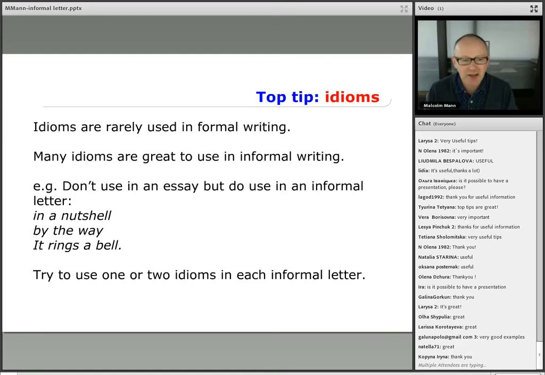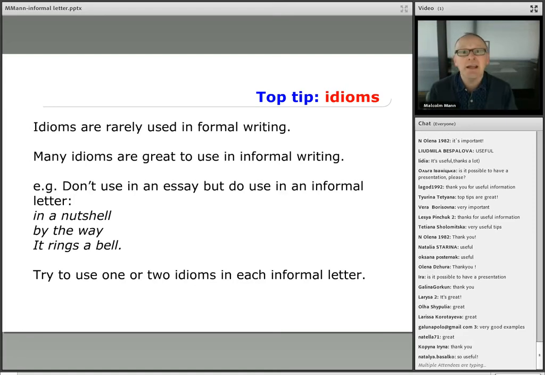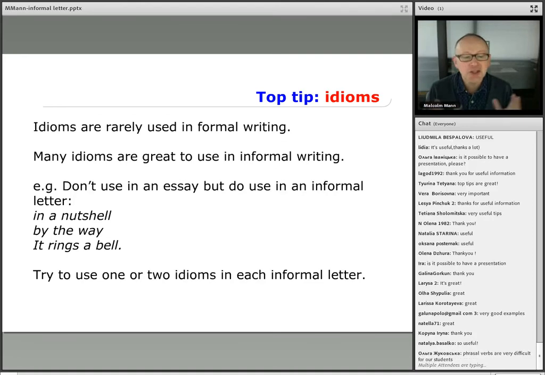So in a nutshell, by the way, it rings a bell, fantastic to use in an informal letter. And we should encourage our students to use 1 or 2 idioms in each of their informal letters and not to use them in their essays.